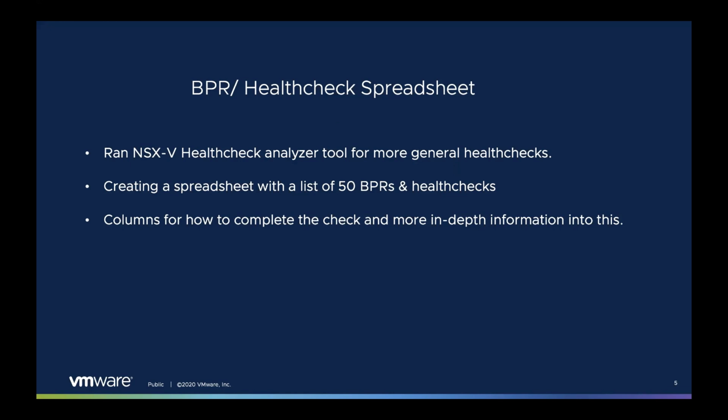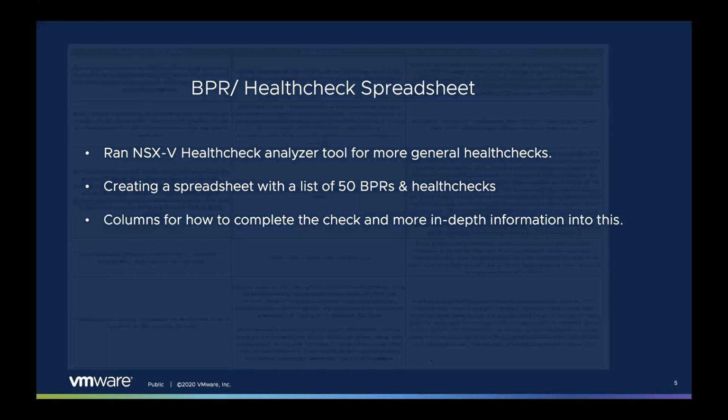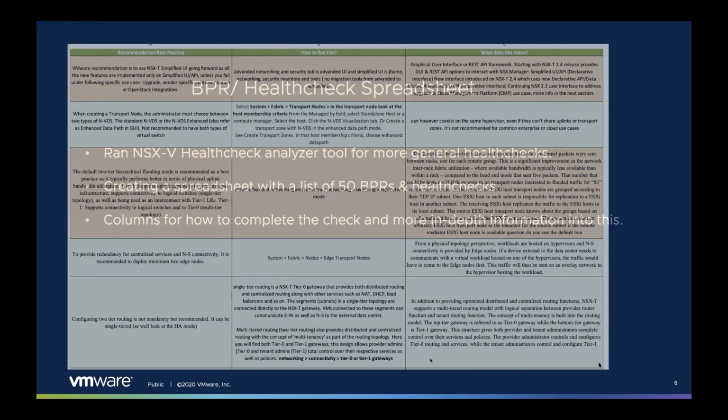So from that 29-page best practice document that I created, I then created a spreadsheet. This had a list of about 50 best practice and health checks that I'd checked through, made sure they all made sense, checked in a lab environment and everything like that. And I sectioned this out into columns. So I'm just going to show you a bit of what that looks like.